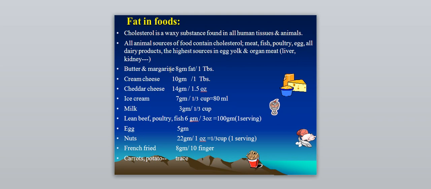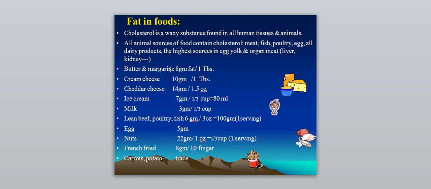Fat in food, there are different types. We have cholesterol, the waxy substance found in all human tissue and animals. All animal sources of food contain cholesterol: meat, fish, poultry, eggs, and all dairy products. The highest source is present in egg yolk and organ meat like liver and kidney.